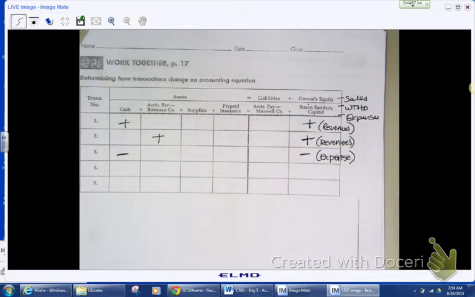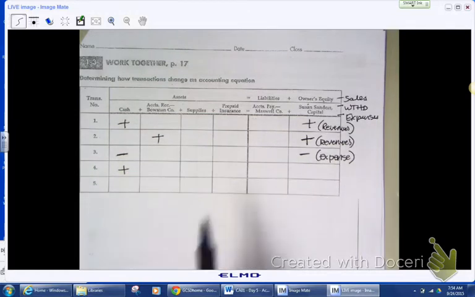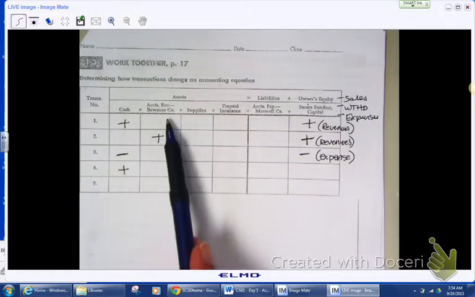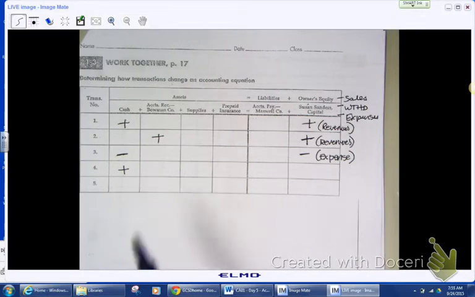Okay. Number 4, received cash on account from Bowman Company. What are my two accounts that are affected? Cash and accounts receivable. What's happening to my cash account? Received means it's going to be increasing. And where is that accounts receivable? Same side of the accounting equation. So what do we unequivocally know? It's got to decrease. Right, okay?